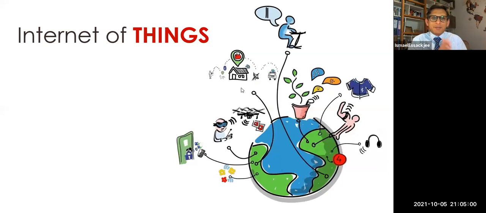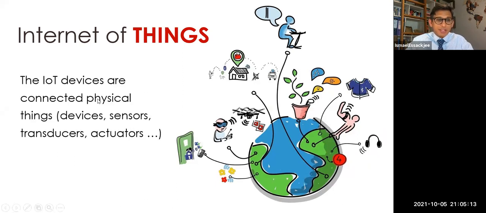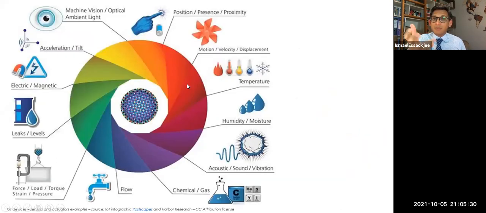Okay, let's get going. So Internet of Things now. We say Internet of Things. What are these things? Anyone could say it. Everything, isn't it? We have a minister here who says everything. Okay, the IoT devices are connected physical things. What are these things? Devices, sensors, transducers, actuators. But what are these sensors, actuators, and so on? Let's have a look. These are what are going to be enablers to help us.